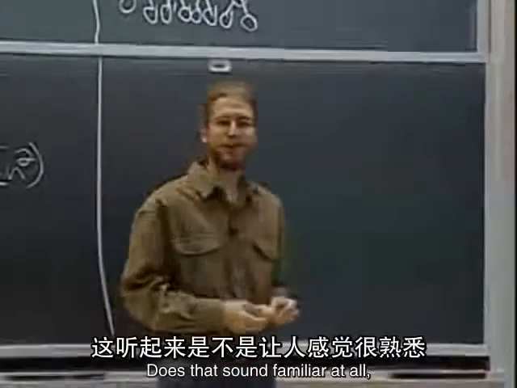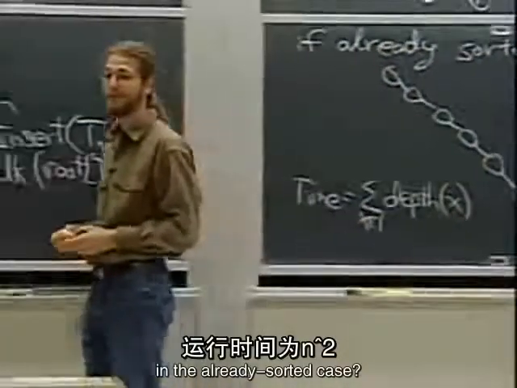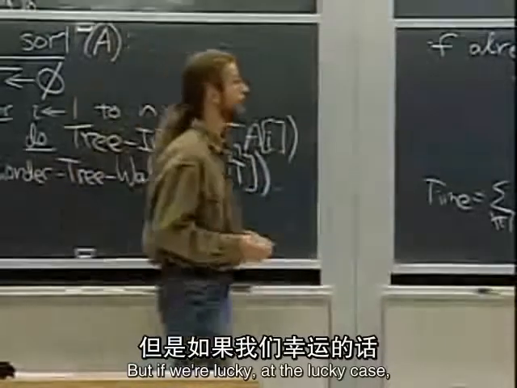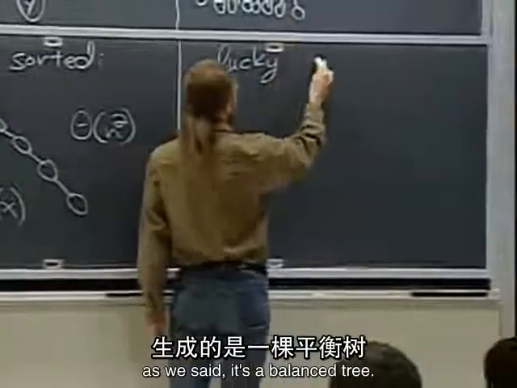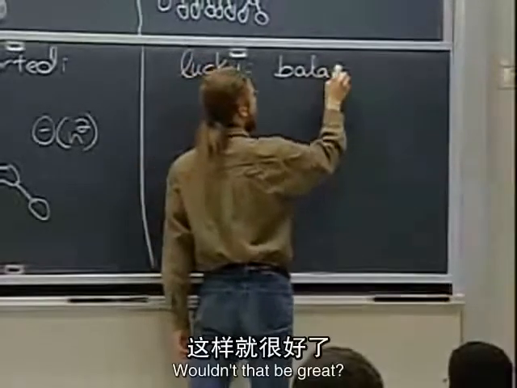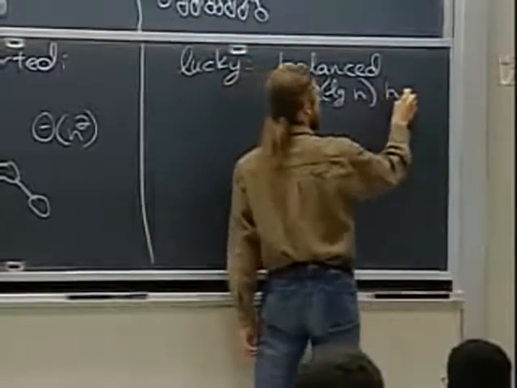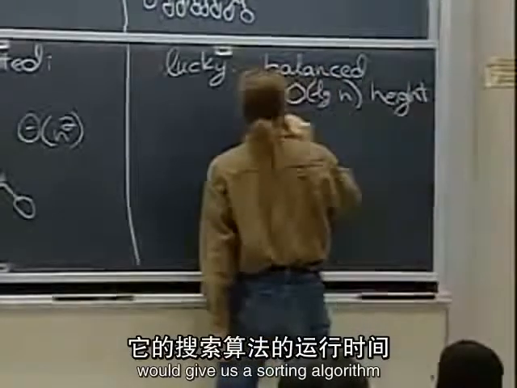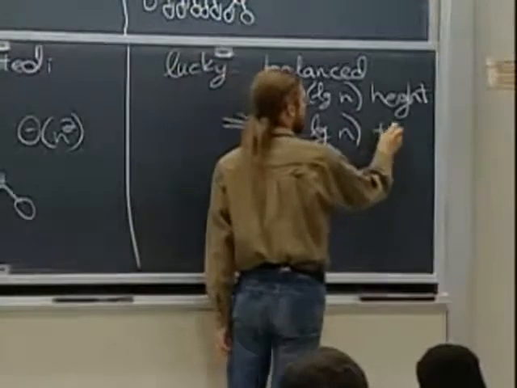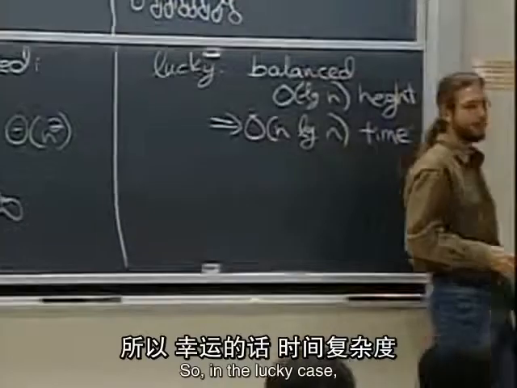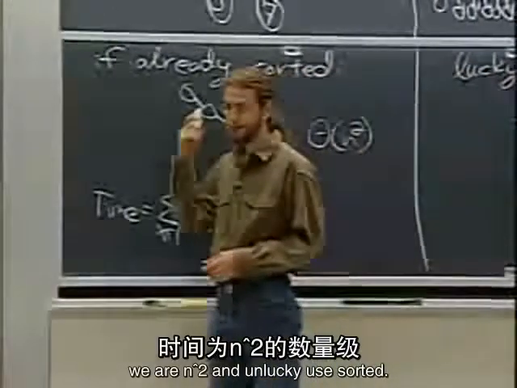Does that sound familiar at all? An algorithm's worst case running time is n squared, in particular in the already sorted case? But if we're lucky, the lucky case would be, as we said, a balanced tree. Wouldn't that be great? Anything with omega log n height would give us a sorting algorithm that runs in n log n. So in the lucky case, we're n log n, but in the unlucky case, we're n squared. And unlucky is sorted.